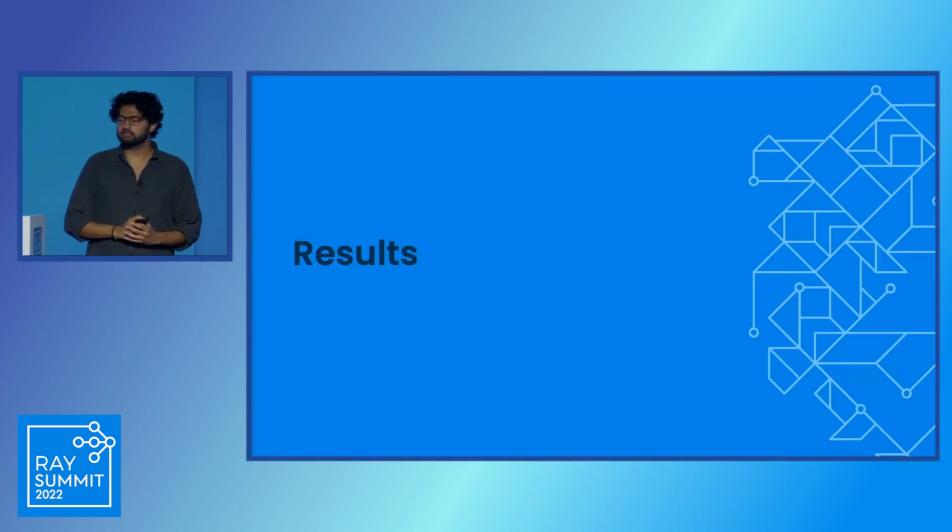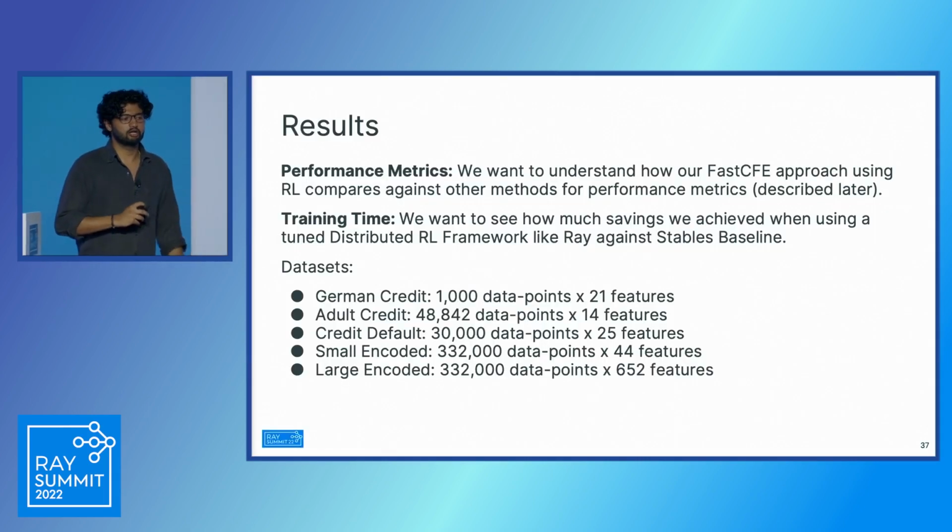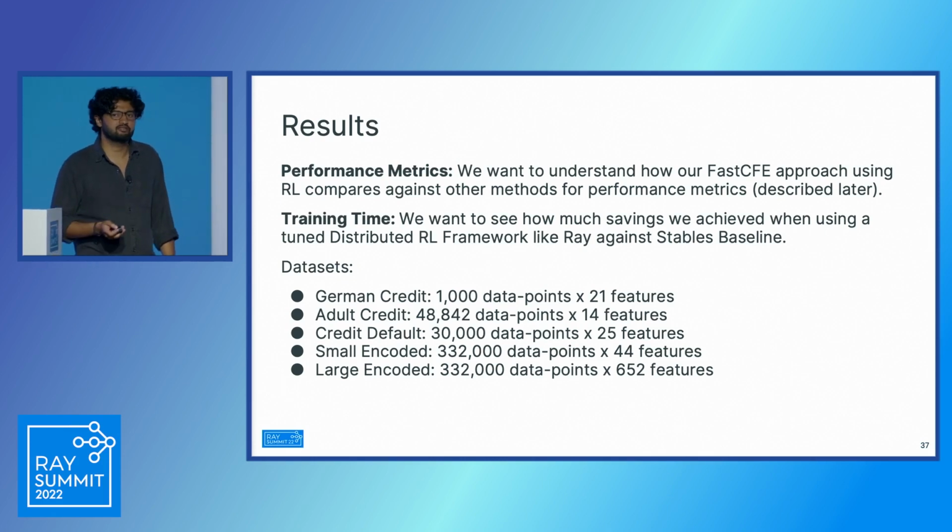Awesome. So now we can talk a little bit about the results. The two major metrics we wanted to look at were performance metrics, namely how did FastCFE compare against other state-of-the-art counterfactual explainers, and the second, the training time. What benefit did we gain from using Ray and RLLib and how it helped us distribute across our cluster?